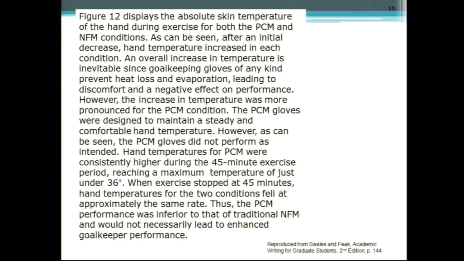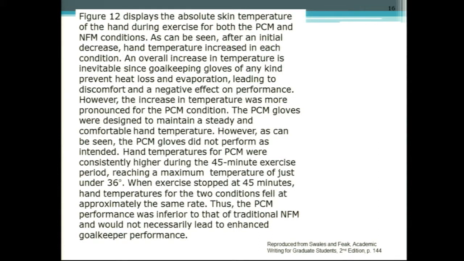As can be seen, after an initial decrease, hand temperature increased in each condition. An overall increase in temperature is inevitable since goalkeeping gloves of any kind prevent heat loss and evaporation, leading to discomfort and a negative effect on performance. However, the increase in temperature was more pronounced for the PCM condition.